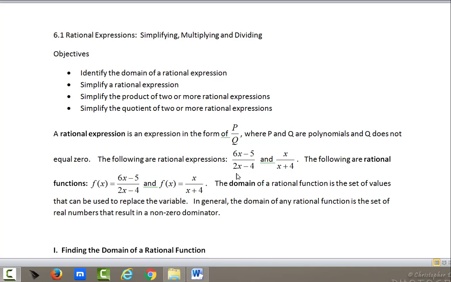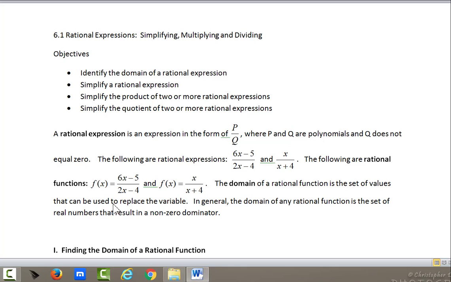Here are some examples of rational expressions: 6x minus 5 over 2x minus 4, and x over x plus 4. Now, those are expressions. The following are rational functions. When you say f of x is equal to a rational expression, you have what's called a rational function. When you're working with rational functions, it's important to understand what the domain of the function is.